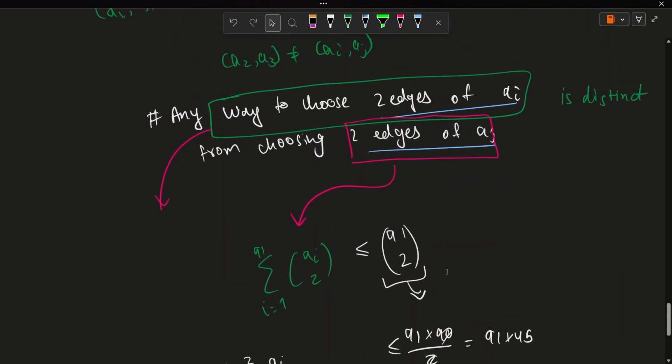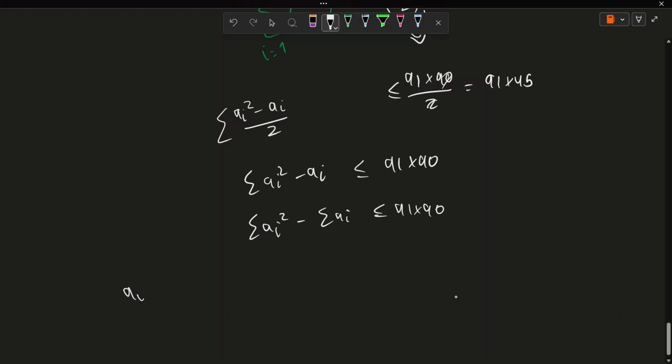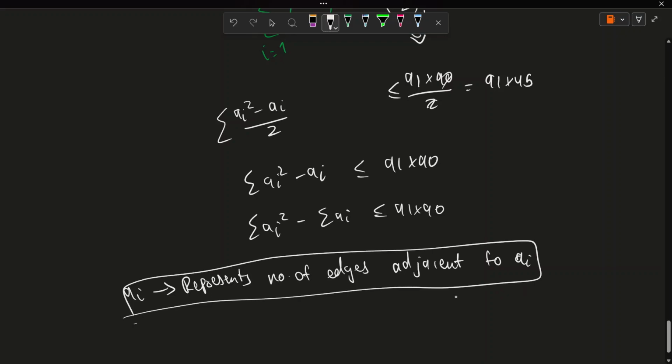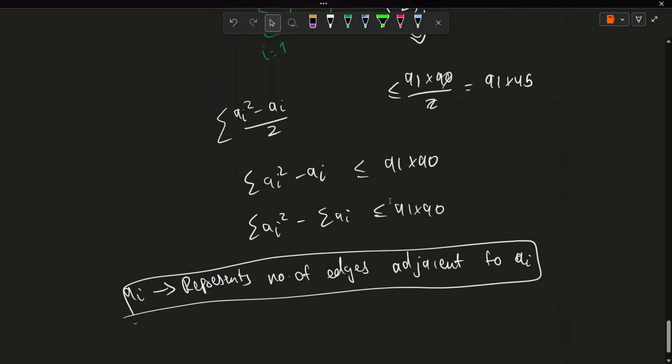Now, what is ai? Actually I have made some error in notation here. So ai here represents the number of edges adjacent to the vertex, and this is what ai represents in our above calculation. The number of pairs we can choose for ai is ai choose 2. So summation of ai square minus summation of ai is less than or equal to 91 into 90.